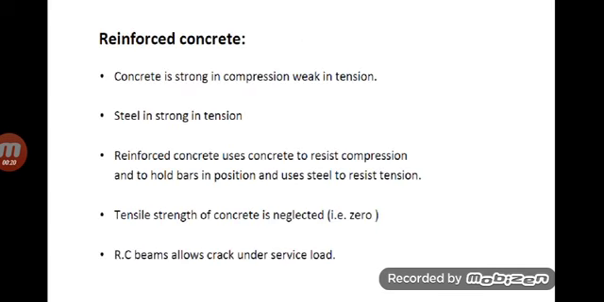So first let's see what is reinforced concrete. Concrete is strong in compression, weak in tension, that we know already. Steel is strong in tension. Reinforced concrete uses concrete to resist compression and to hold bars in position, and uses steel to resist tension. Tensile strength of concrete is neglected here, that means 0. RC beams, reinforced concrete beams, allow cracks under service load. So these are some notes about reinforced concrete that we know already.